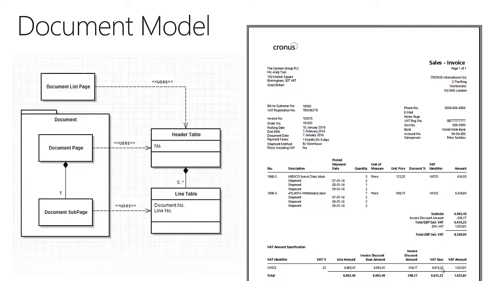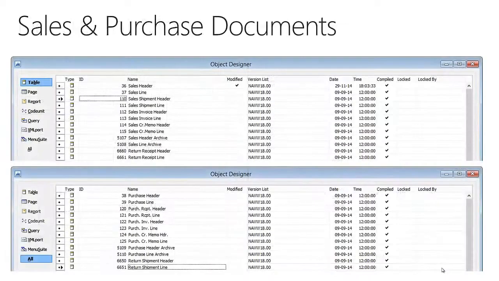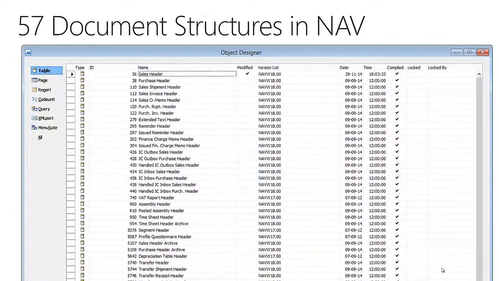The most well-known structure in Dynamics NAV are the sales and purchase documents. They have a wide variety of transactions such as posting, releasing, approval and archiving, moving all the data around in the system and creating entries. But there are 57 document structures in Dynamics NAV, some very simple and some more complex.